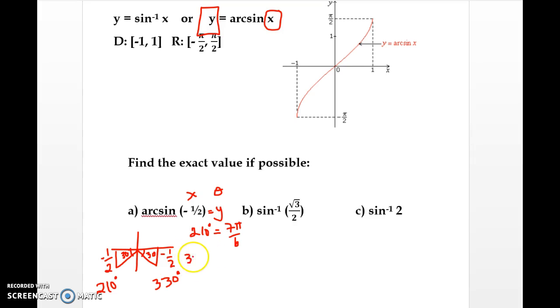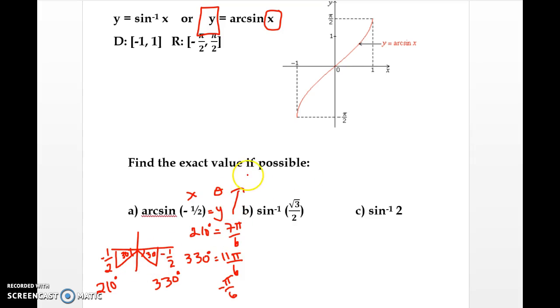330 degrees in radians is 11 pi over 6. Now, this would be your y or your theta, but 7 pi over 6 and 11 pi over 6 do not fit in between negative pi over 2 and pi over 2. However, you can write them as the negative. So 11 pi over 6 is really negative pi over 6. And 7 pi over 6 is really negative 5 pi over 6.